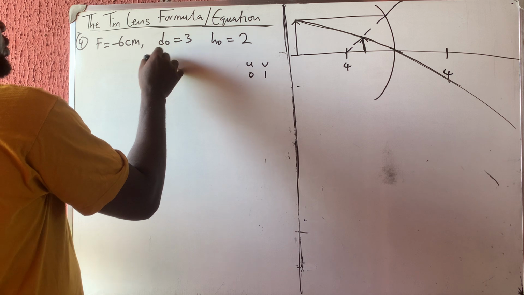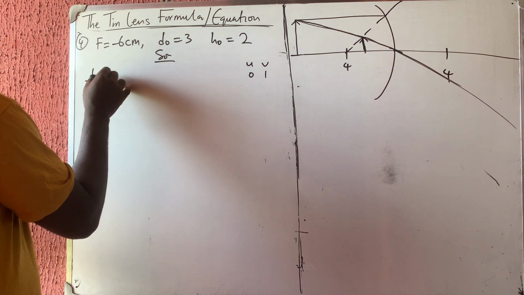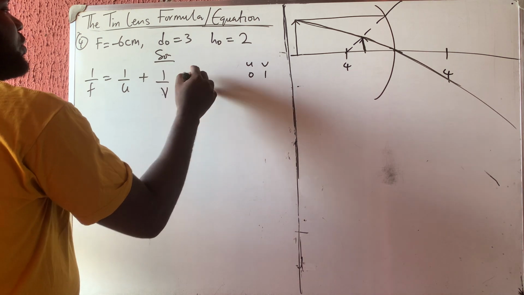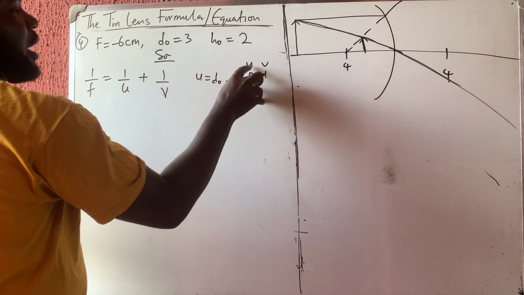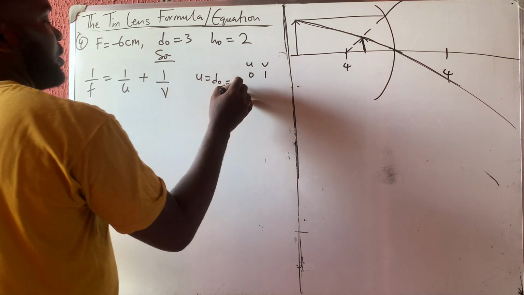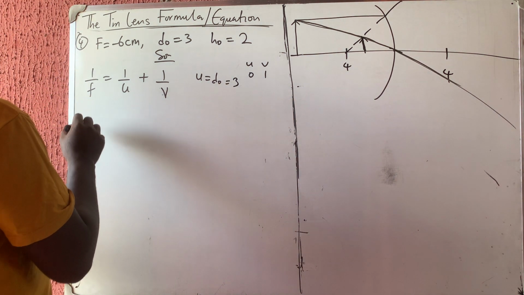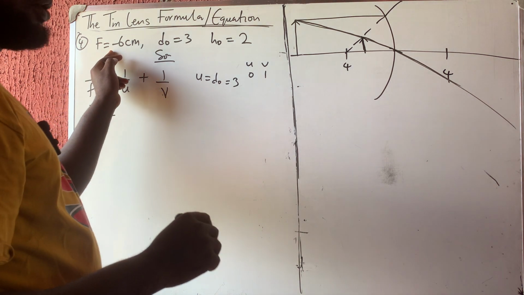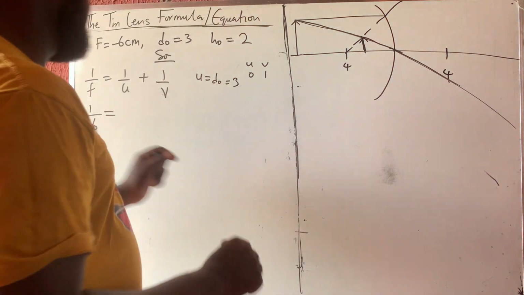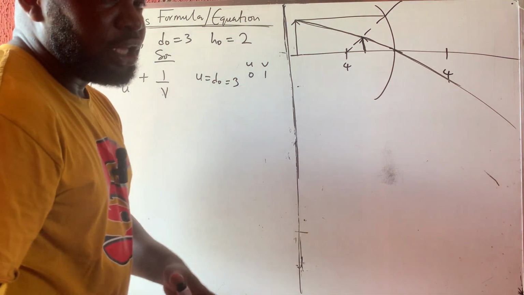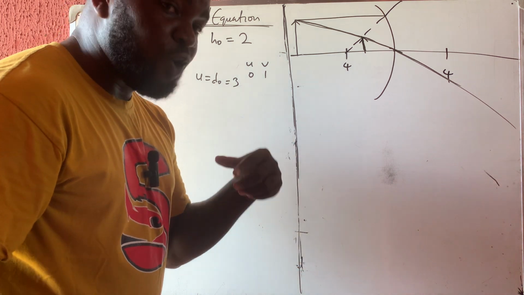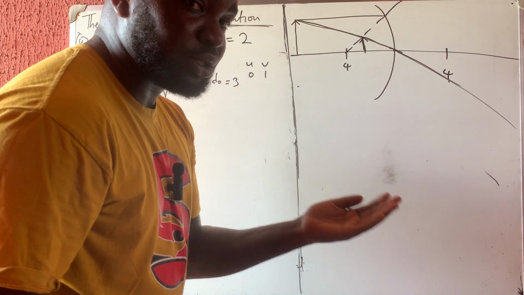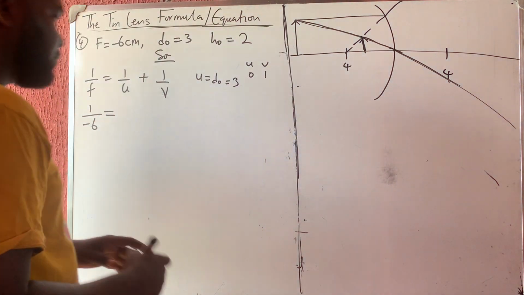So for the solution, I know that 1 over F is equal to 1 over U plus 1 over V. My U they gave me is the DO, which is 3. So I have that 1 over minus 6 is equal to, for the fact that it is negative, what is it? Concave lens. Don't forget. And if this is a mirror, it's going to be a convex mirror. Please note that everything about concave lens is the same thing as convex plane mirror. Please note that.